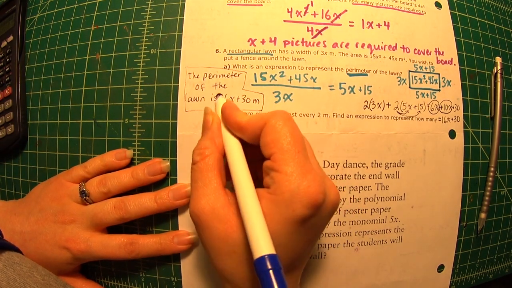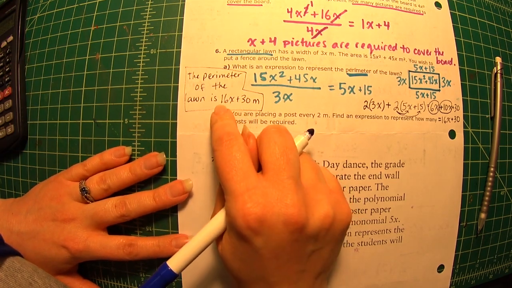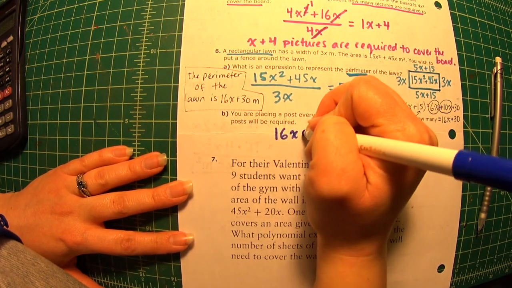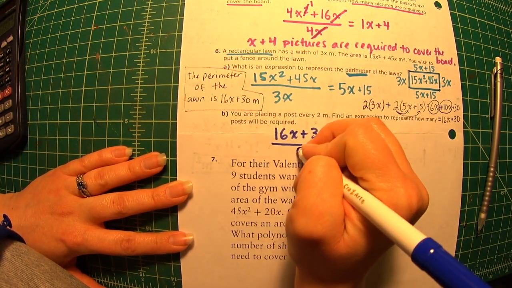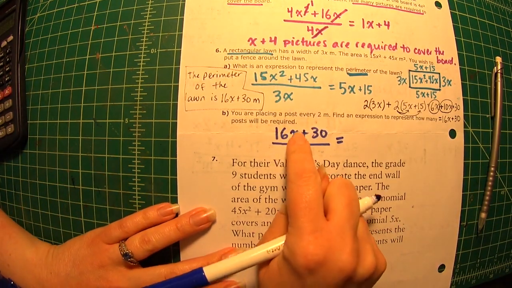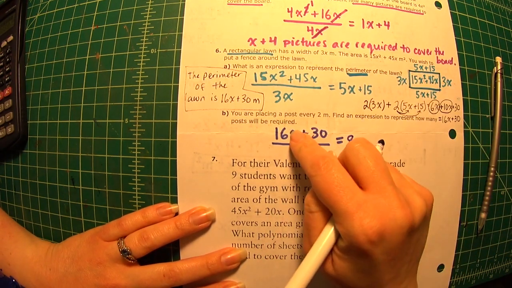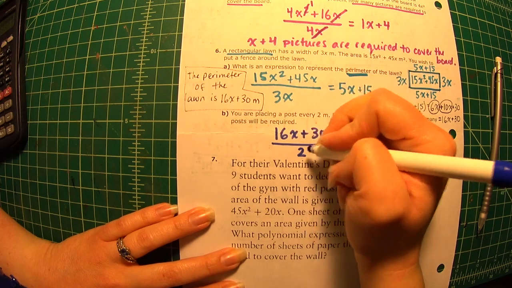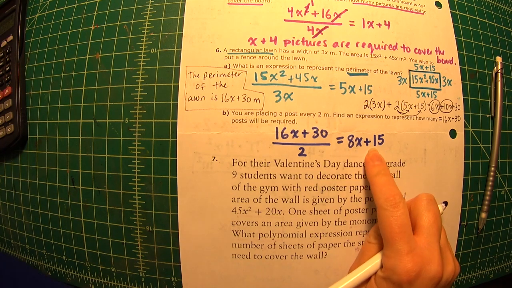So take my perimeter, which is an expression. I've got a variable in there, but I'm still going to do the same sort of math that I would even if it was whole numbers. So I take that, 16x plus 30, and then every 2 meters, so divide that into 2 meter increments, and let's see how many posts that is. So first term divided by the monomial, so 16 divided by 2, 8, x divided by nothing just stays as x, and now second term, 30 divided by 2, positive 30 divided by positive 2, positive 15. Okay, so that would be how many posts.